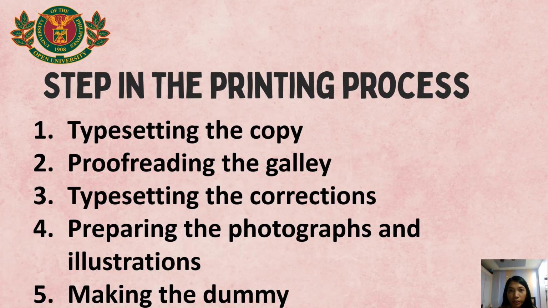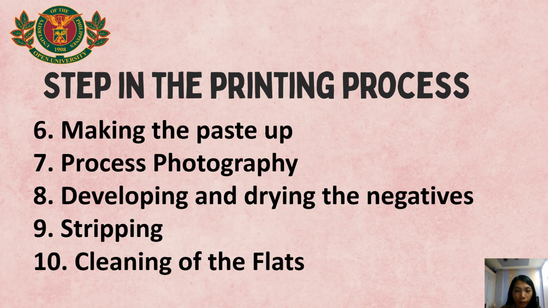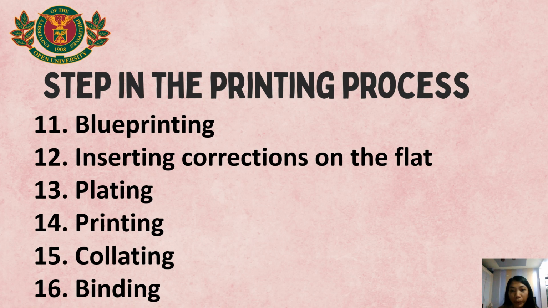We also have the steps in the printing process. First in line is typesetting the copy, followed by proofreading the delay, typesetting the corrections, preparing the photographs and illustrations, making the dummy, making the paste up, process photography, developing and drying the negative, stripping, cleaning of the flats, blueprinting, inserting corrections on the flat, plotting, printing, collating, and binding.